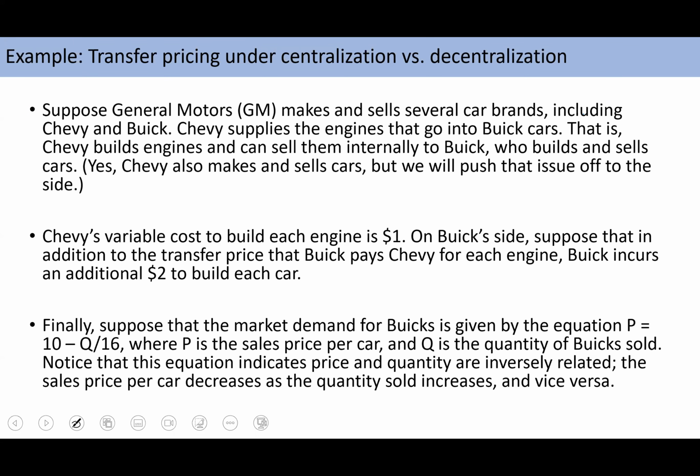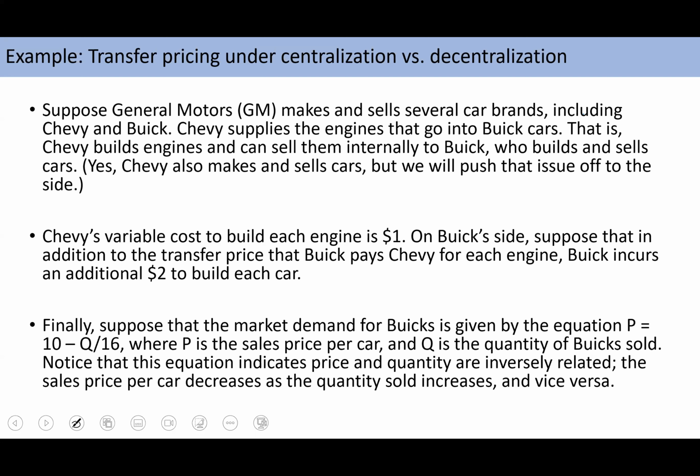Let's look at what the transfer price will look like when the central HQ is making the decisions versus when the selling unit is making the decision. So suppose General Motors, GM, makes and sells several car brands, including Chevy and Buick. Chevy supplies the engines that go into Buick cars. That is, Chevy builds engines and can sell them internally to Buick, who builds and sells cars.